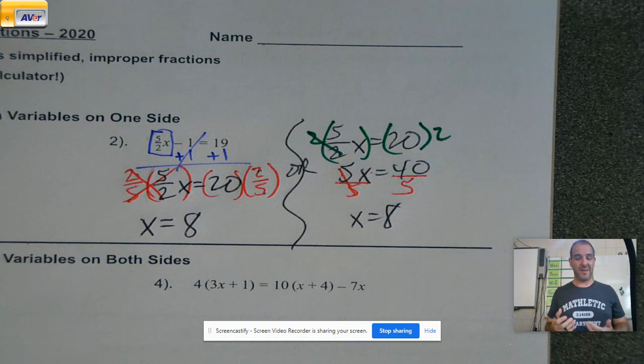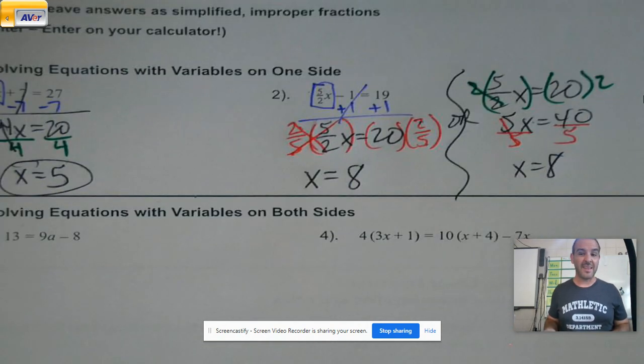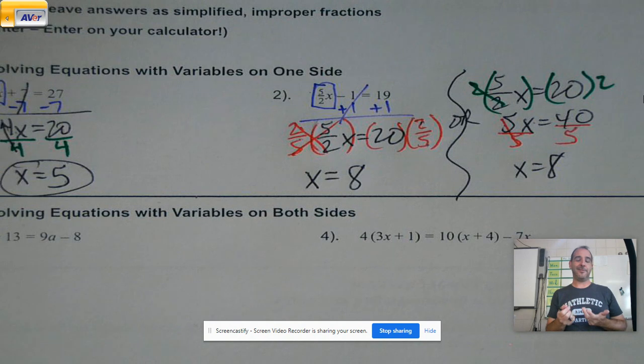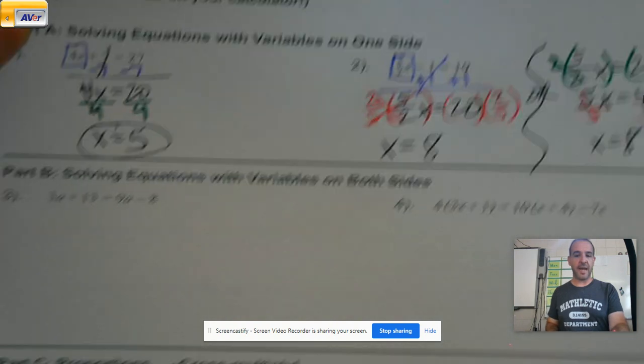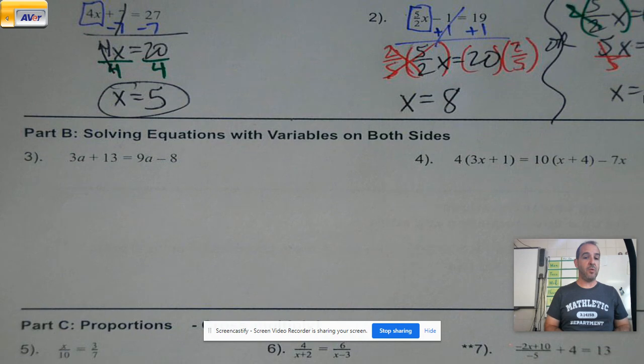Okay? So again, math, a lot of times we get options on things, but we got to get the practice to be able to know what those options are going to look like. Okay? So that's solving equations with variables on one side. If we step our game up a little, solving equations with variables on both sides.